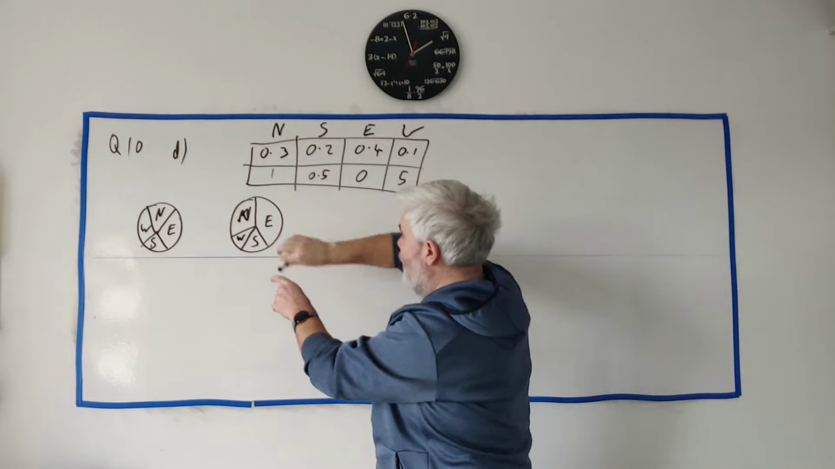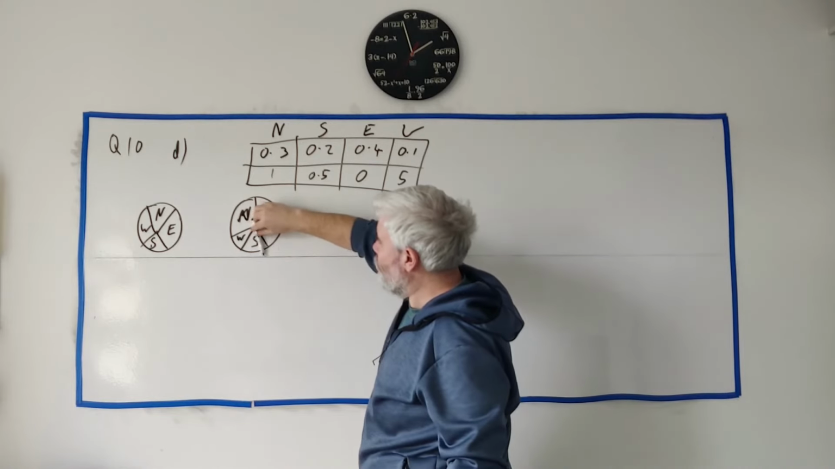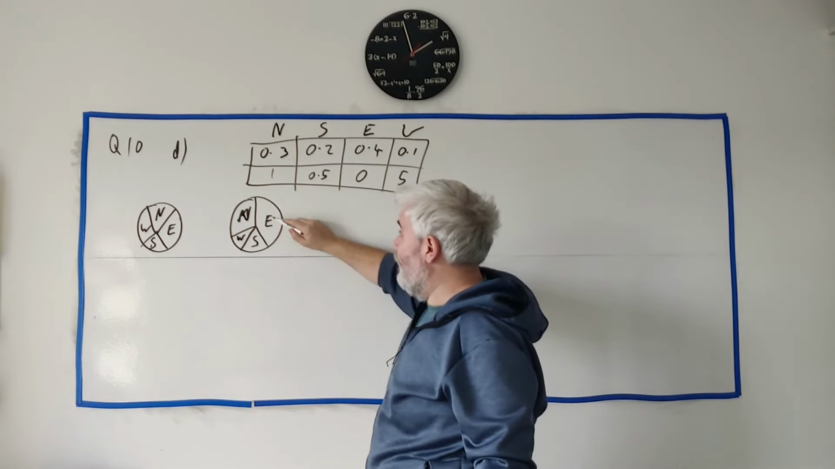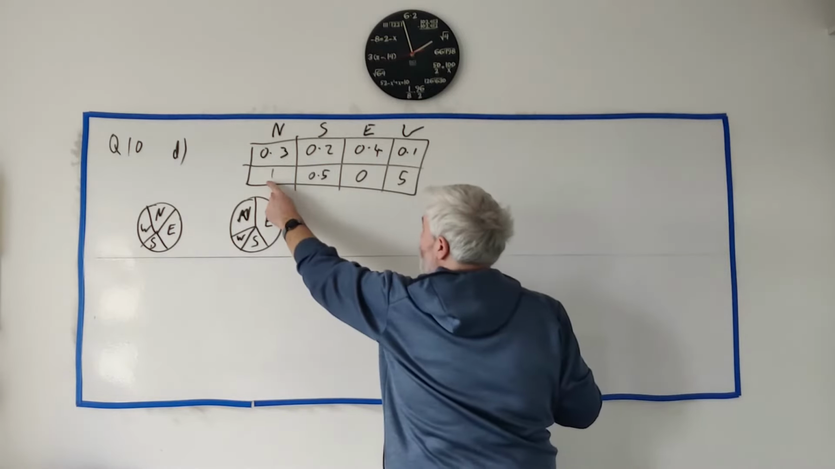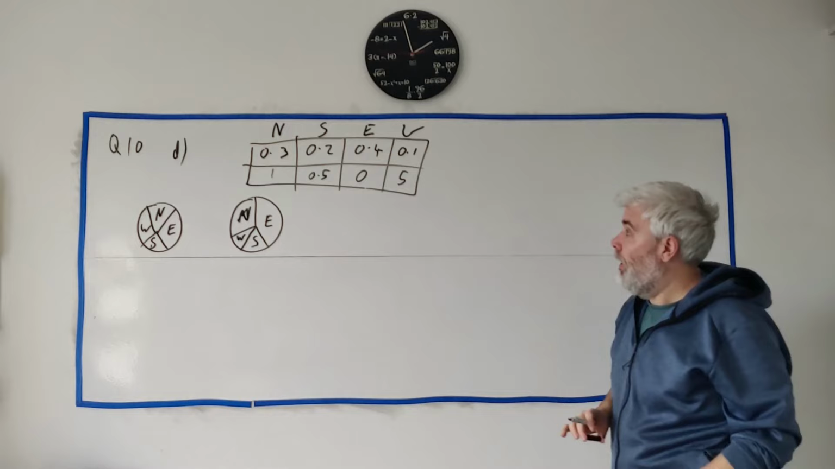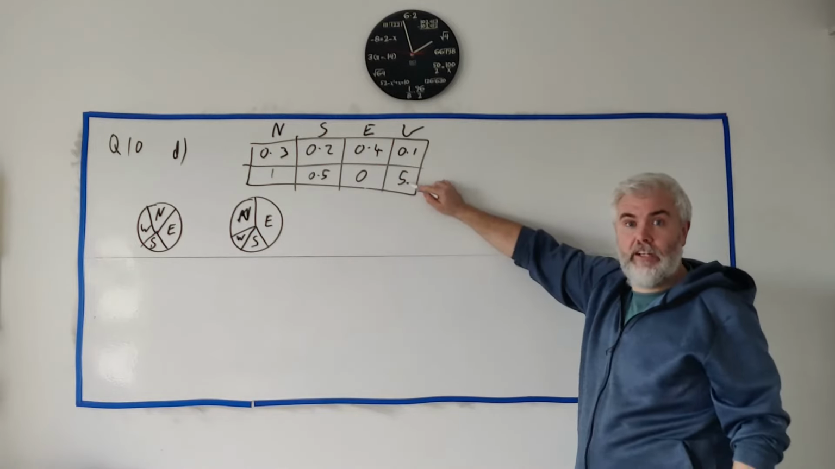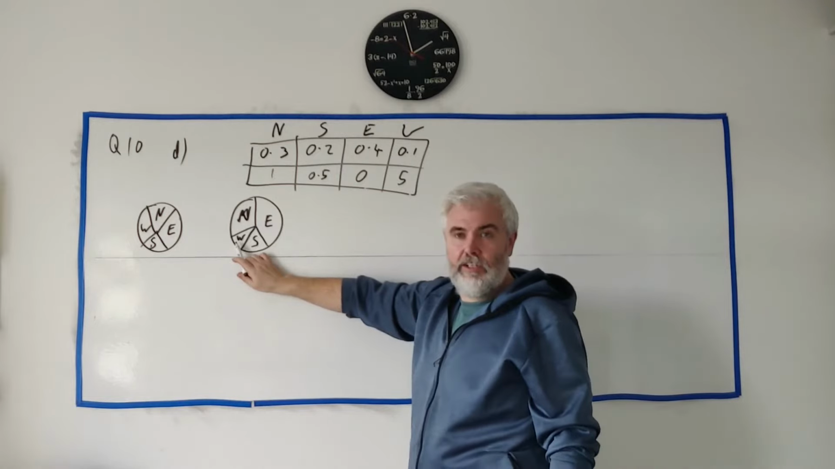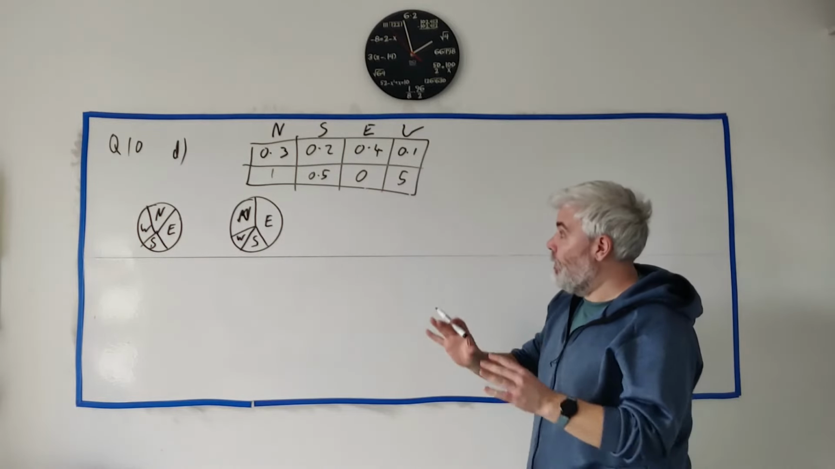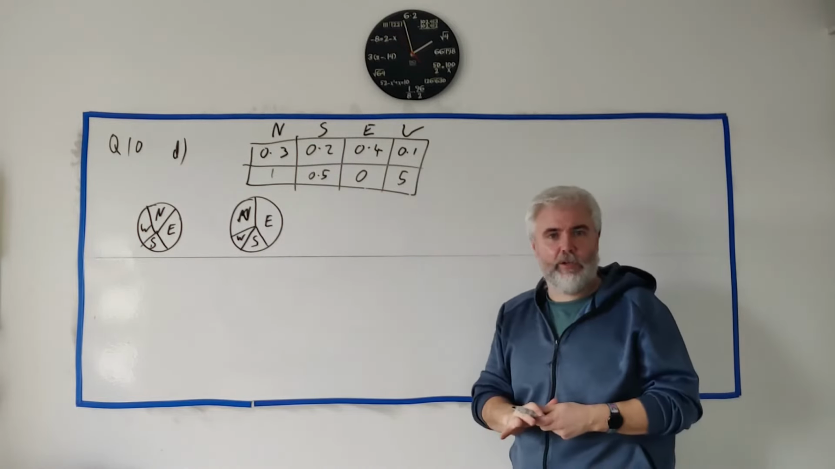If you've got a spinner around here, you're most likely to land on east or north. So you're most likely to win a euro or zero. And this €5 here that you're thinking, oh good, I pay a euro, I'll win €5. That's not very likely at all. It's this small number.